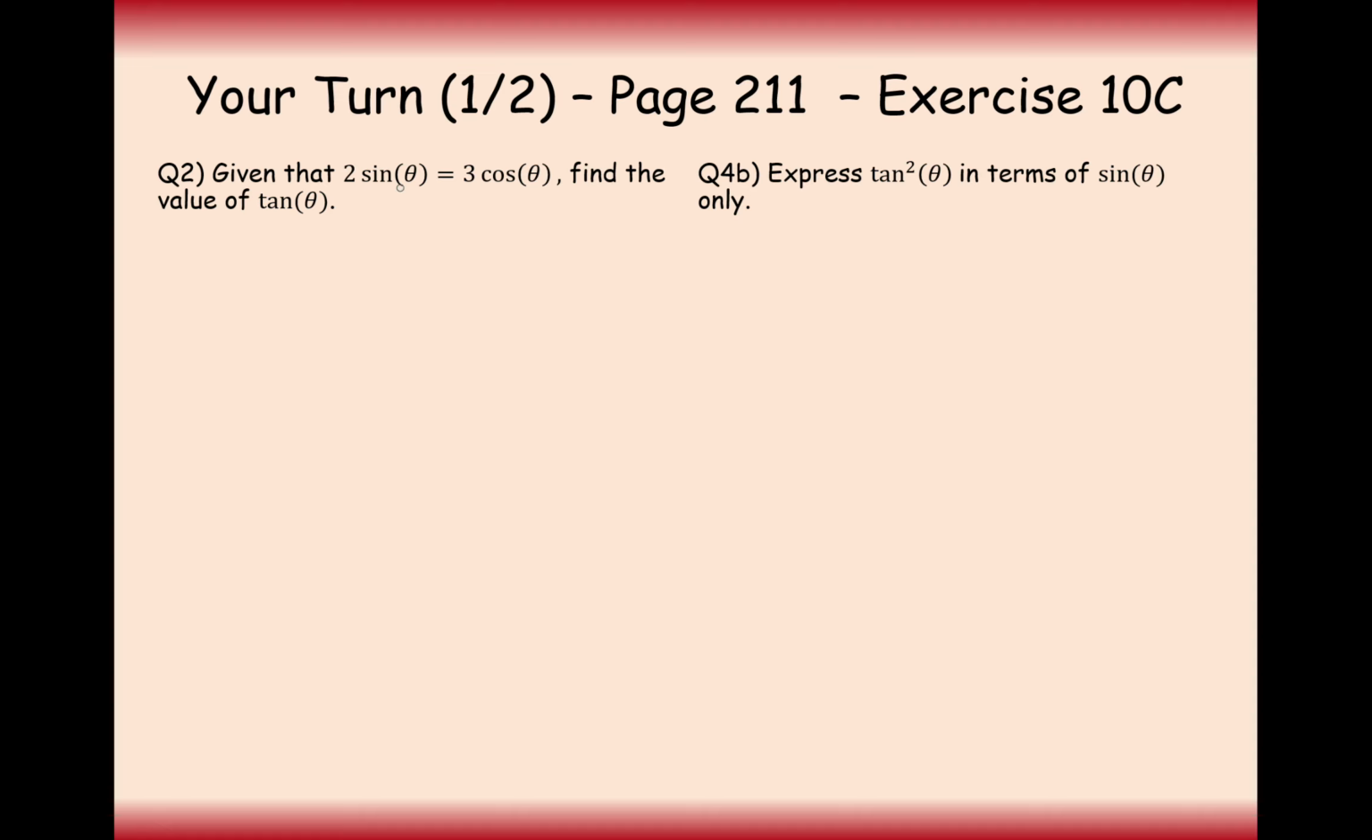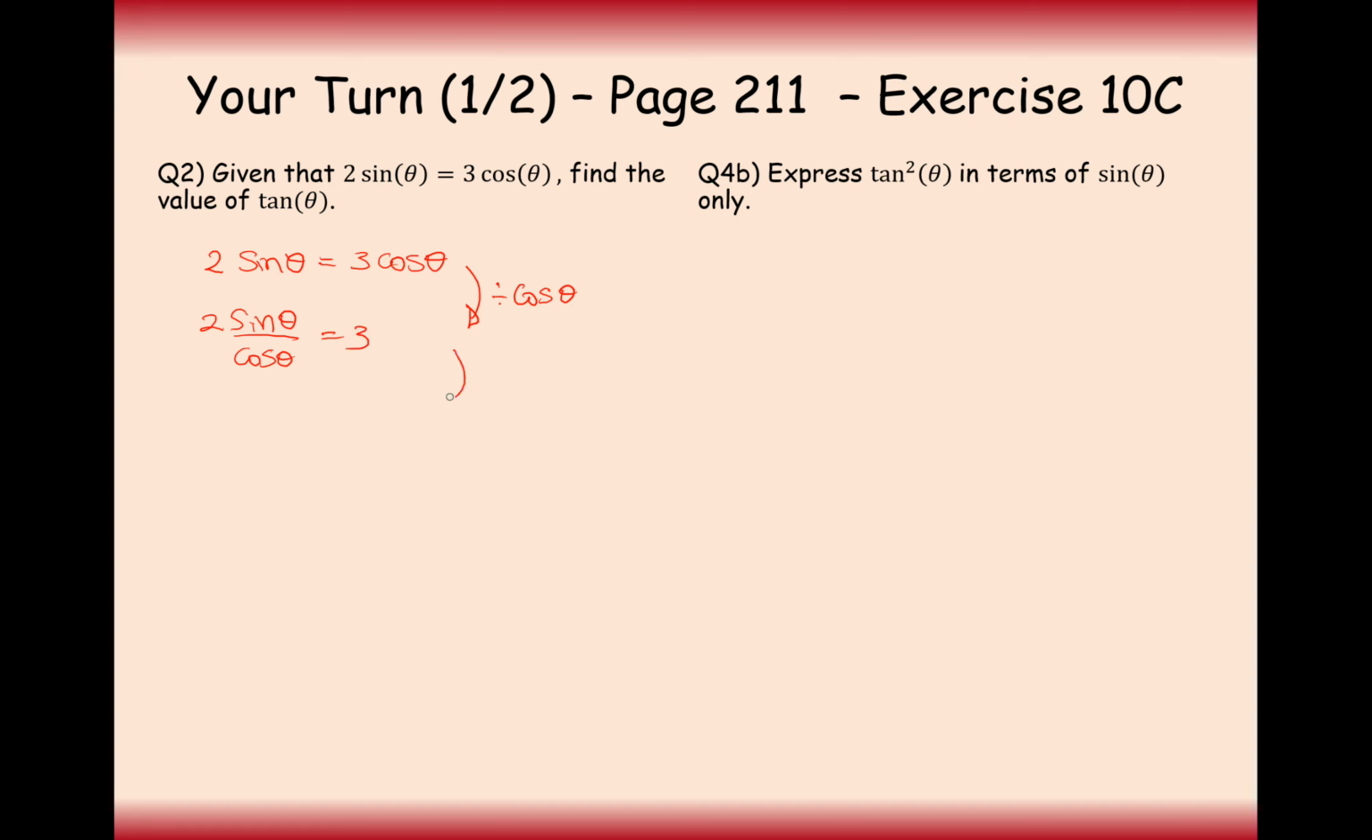So given that 2 sine theta equals 3 cos theta, find the value of tan theta. Well, first of all, what we're going to have to do is a little bit of rearranging. The first thing that came to mind with this question here is that we have sine and cos, but they want us to find tan. So what I'm thinking here is we use that sine divided by cos equals tan. So what I'm going to do from this line to the next is divide through by cos. So I get 2 sine theta divided by cos theta equals 3.